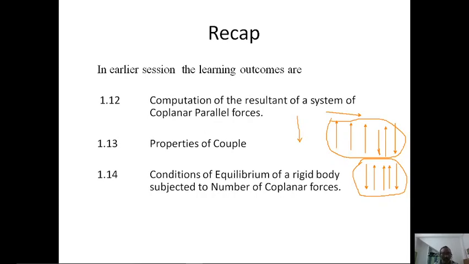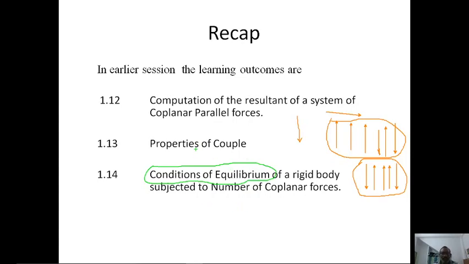In addition, with our conditions of equilibrium, we already solved using these equations: sigma F of x equal to 0, sigma F of y equal to 0, sigma M equal to 0.